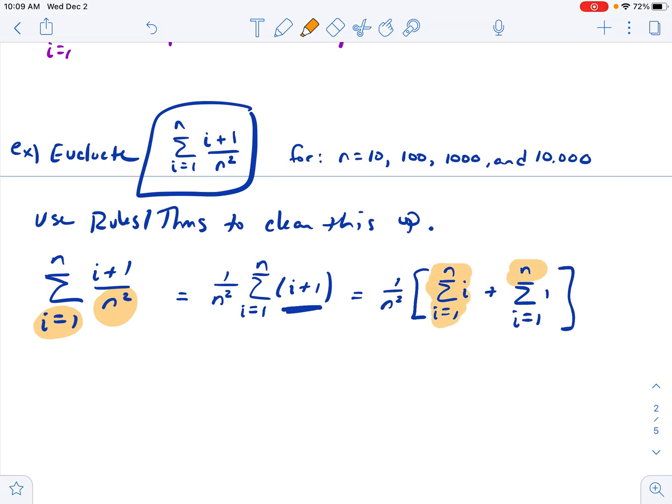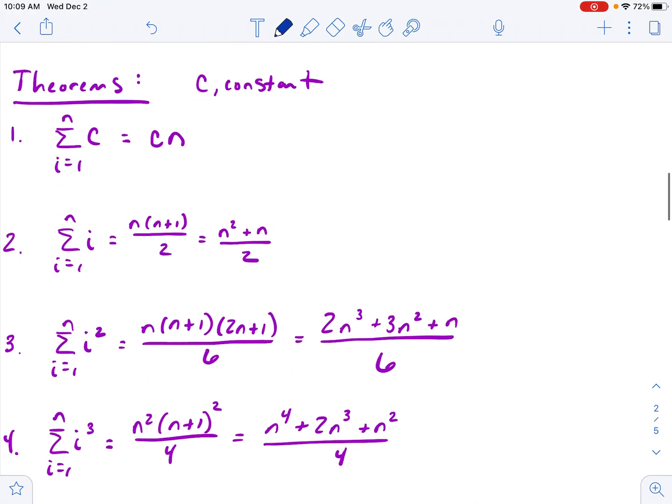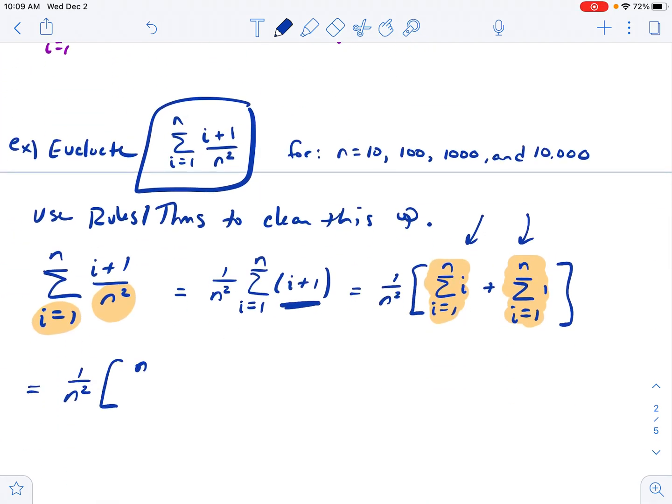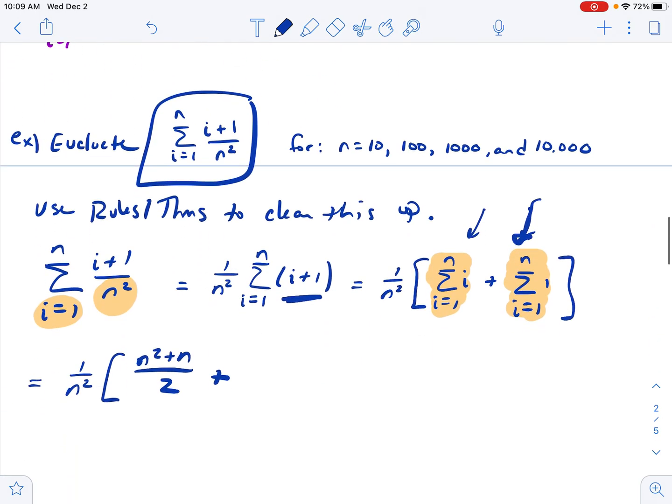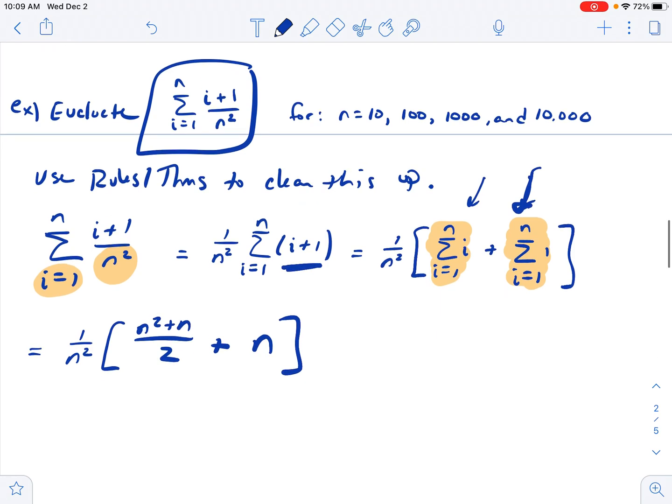Now what we're going to do is use the theorems to sub in what these two things equal. So out front I've got 1 over n squared, and again, you don't really have to memorize these, but have them handy. The summation as i goes from 1 to n of i is n squared plus n over 2. The summation of the constant 1 as i goes from 1 to n, well, that was the first theorem, a constant times n. That's 1 times n here. What's 1 times n? Just n. And so that's what those summations will end up being based on the value of n.